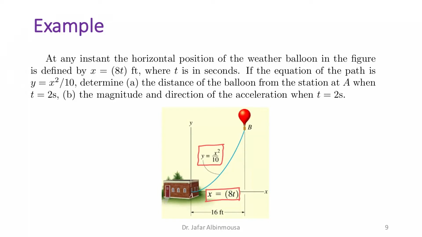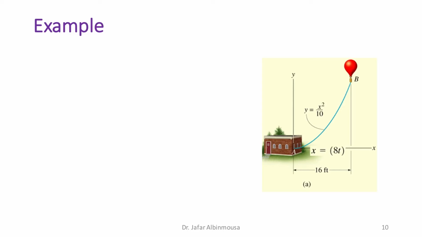We want to determine the distance of the balloon from the station at A when t equals 2 seconds, and then we want to determine the magnitude and the direction of the acceleration when t equals also 2 seconds. So let's start with the position. So for the position, this is the position.